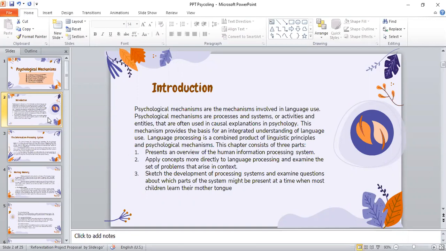This chapter consists of three parts. First, present an overview of the human information processing system. Second, apply the concepts more directly to language processing and examine the set of problems that arise in text. Third, sketch the development of the processing system and examine questions about which parts of the system might be present at a time when most children learn their mother tongue.